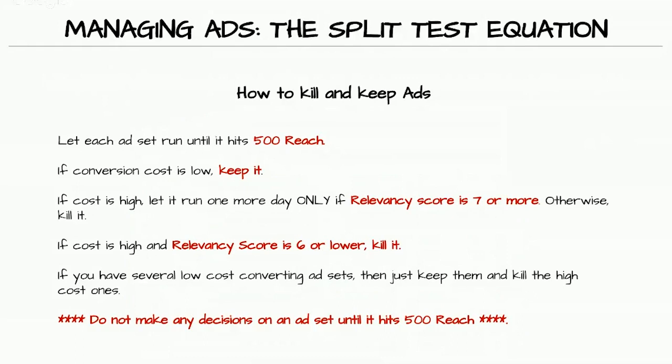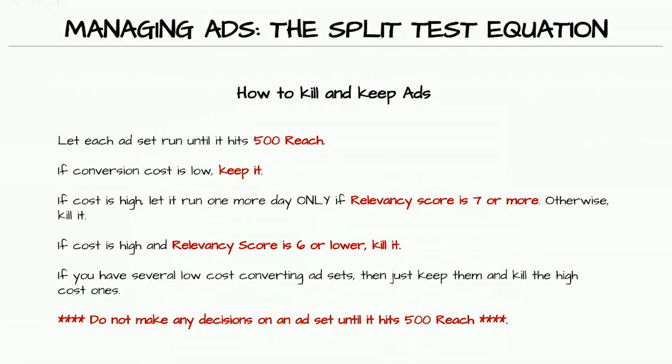Now, if it's 7 or higher, and you let it run for a couple more days and it doesn't start going down, well, then you obviously kill it. So one more time, I'm going to remind you, if you have several low-cost converting ad sets, then just keep them and kill the high-cost ones. You don't have to let this run out, okay? But you don't want to make any decisions on an ad set until it hits 500 reach, okay? Turn it off. Don't even log in. Just go away. Trust me.